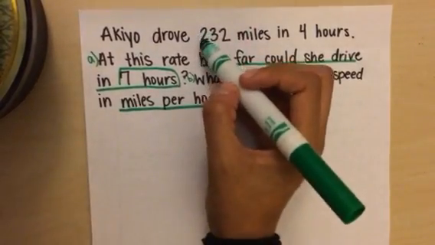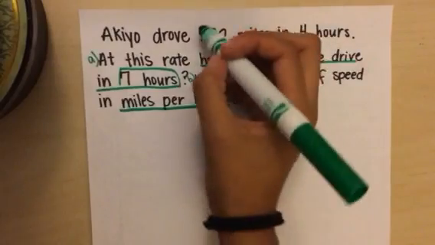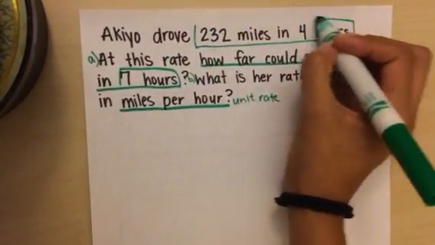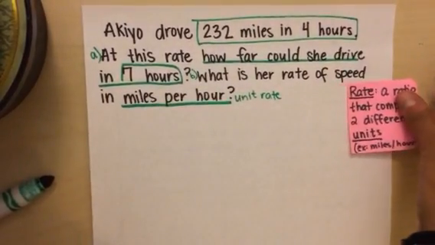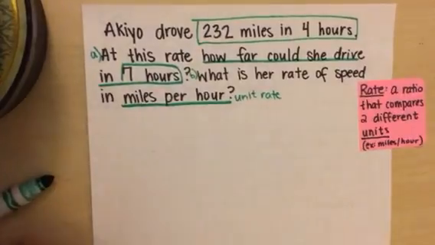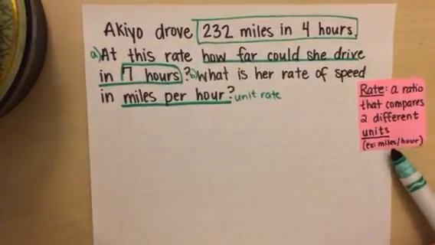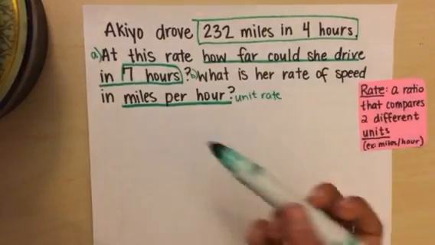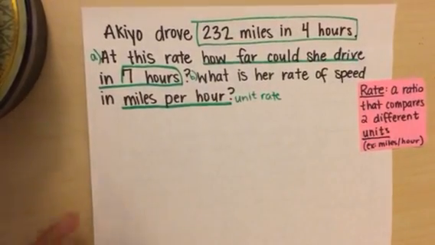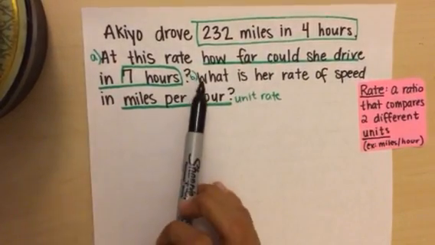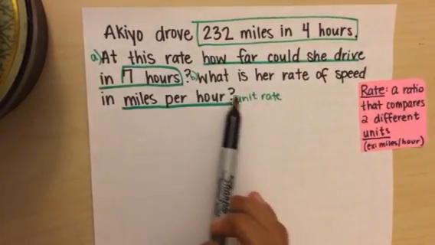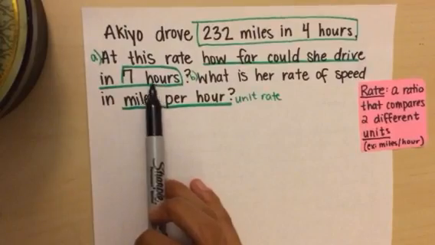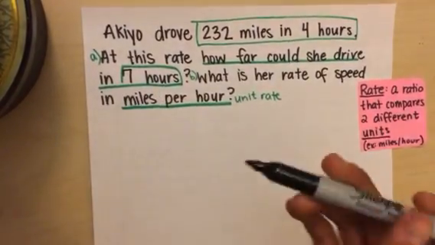Well, when I see this 232 miles in 4 hours, sounds like a rate. And remember that a rate is just a type of ratio that compares two different units. So in this case, we are comparing miles to hours. So let's solve, I'm actually going to switch this up and solve for part B first. I'm going to find the unit rate because once I have the unit rate, it's going to be really easy for me to find out how far she drives in 7 hours, okay?